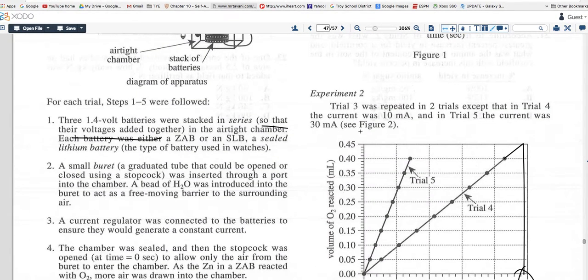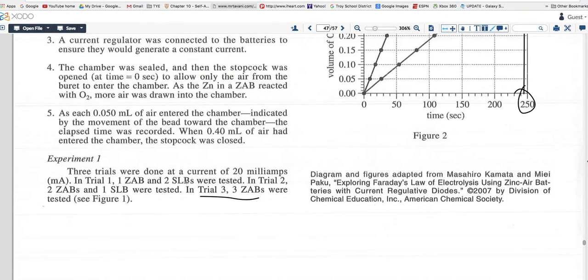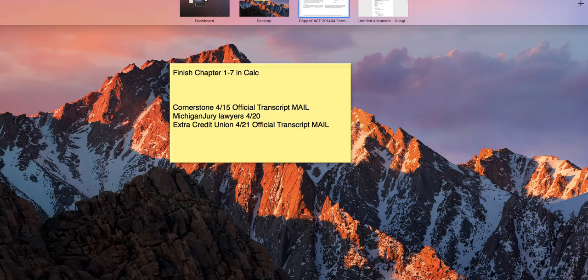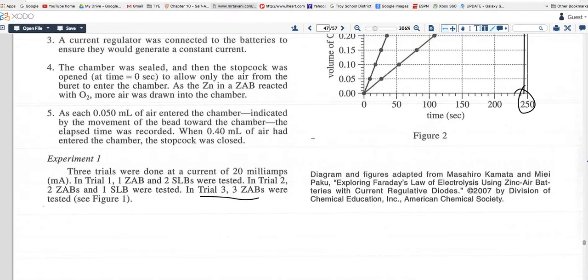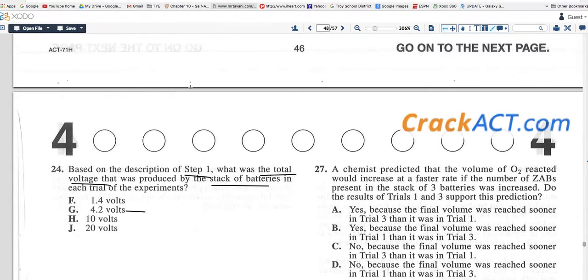Even if you go to experiment 2, you can see trial 3 was repeated. So that means the protocols they used were in experiment 1. So I'm going to go here, and I see in trial 3 they did 3 ZABs, which means there's 0 SLBs. Okay. And that is F, 0. Alright, 27.